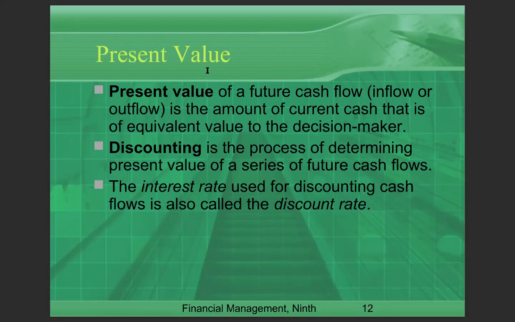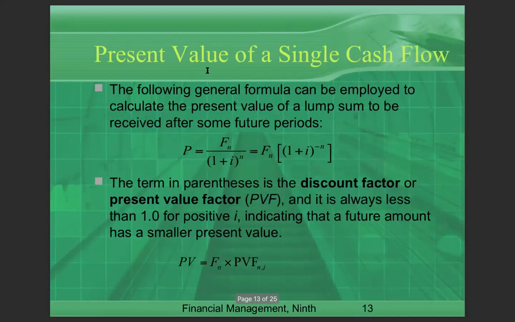Discounting is the process of determining the present value of a series of cash flows. The interest rate used for discounting cash flows is called the discount rate. At this rate, the worth of money gets discounted. The present value of future cash flows is P equals Fn divided by (1 plus I) to the power n, where I is the interest rate and n the period. The same thing can be rewritten as Fn into (1 plus I) to the power minus n.